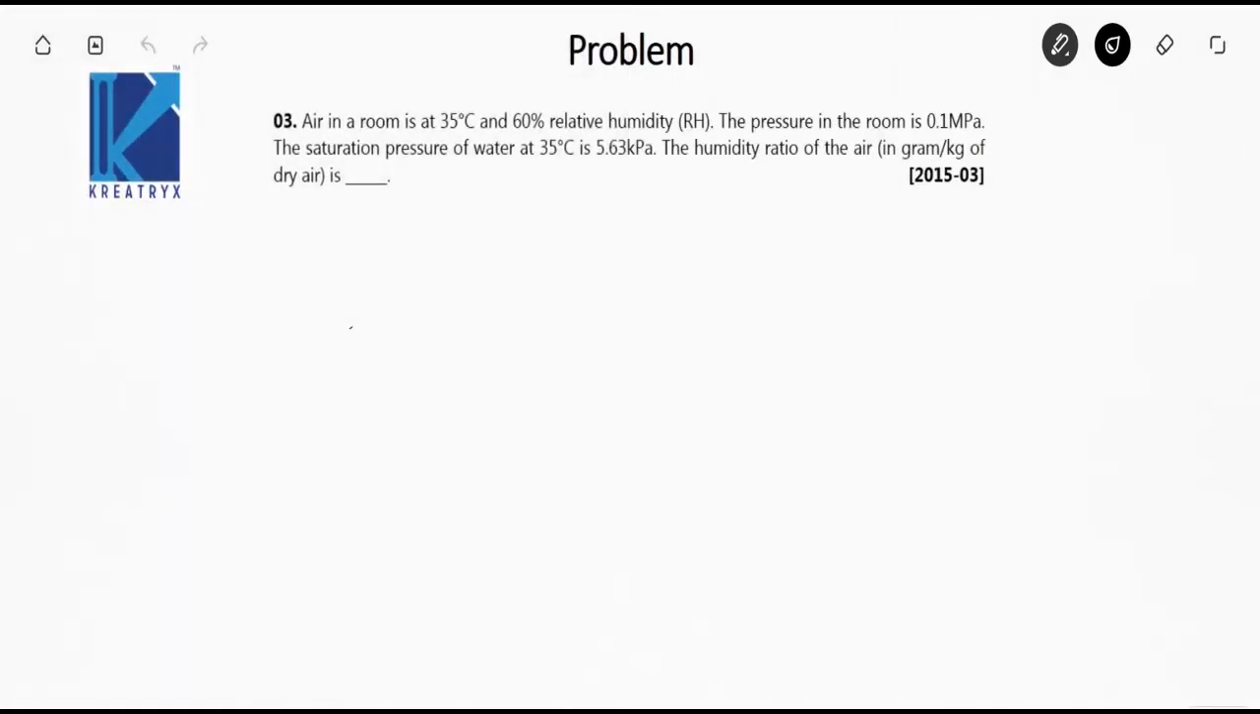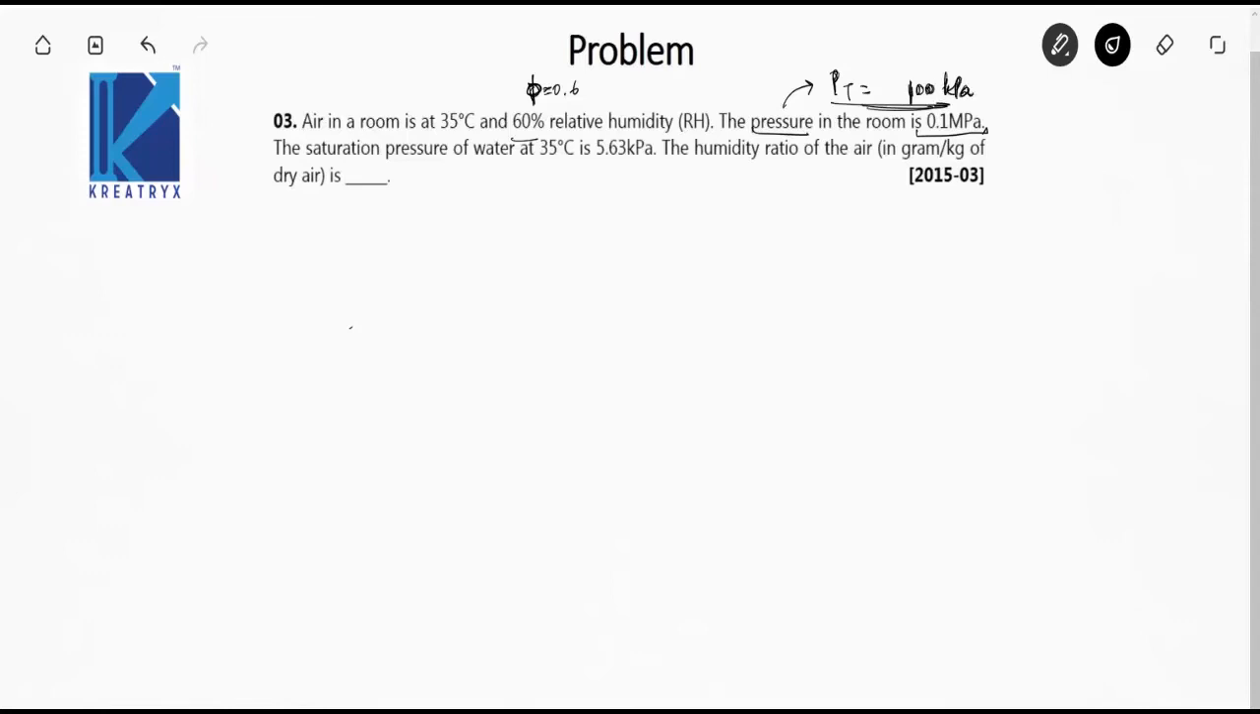Next question is, air in a room is at 35 degrees Celsius and 60% relative humidity. So phi is 0.6. The pressure in the room is 0.1 megapascal, that is 100 kilopascal. And this pressure is the total pressure that the question is talking about. So PT of the room is 100 kilopascal.